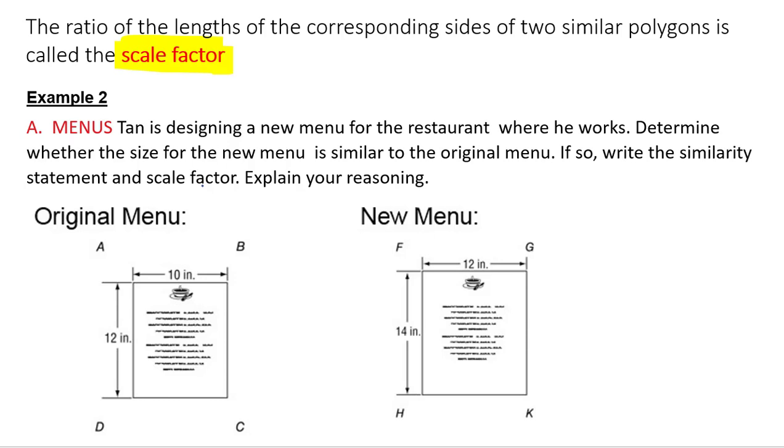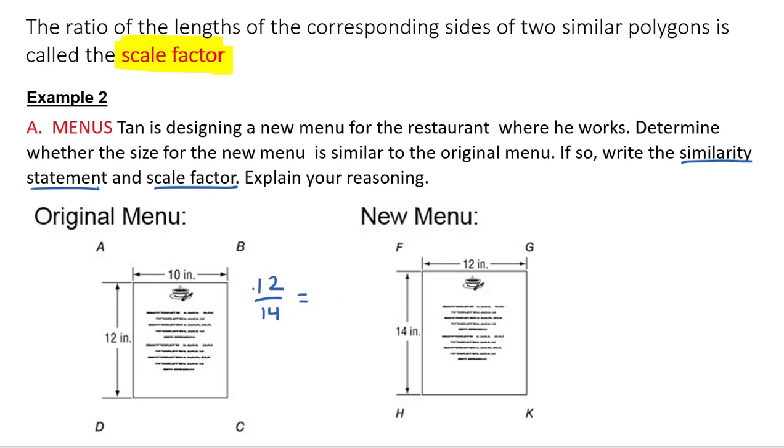Tan is designing a new menu for the restaurant where he works. Determine whether the size for the menu is similar to the original menu. If so, write a similarity statement. So I'm going to have to write a similarity statement if I'm similar, and figure out what the scale factor is. For example 2, you want to look and see, 12 is to 14.